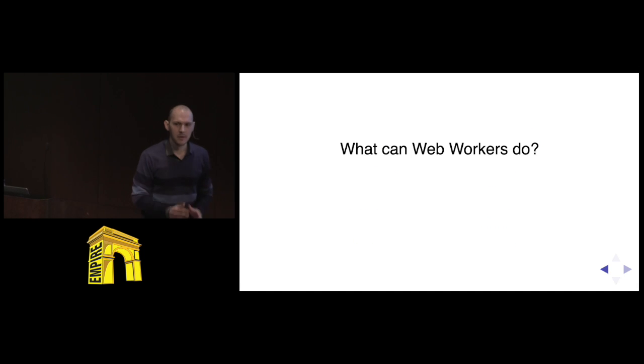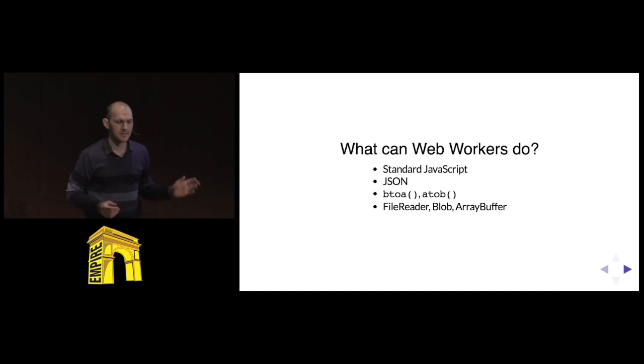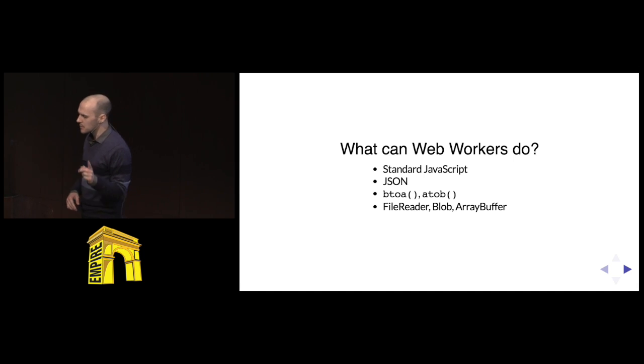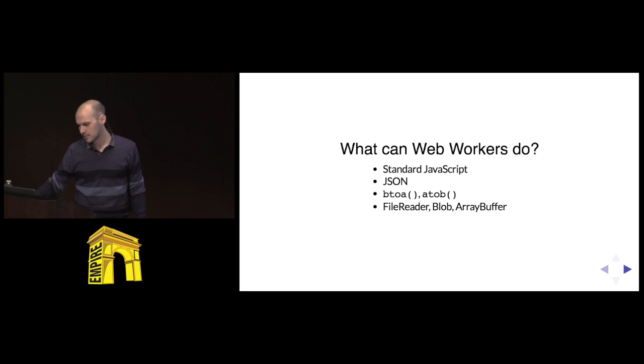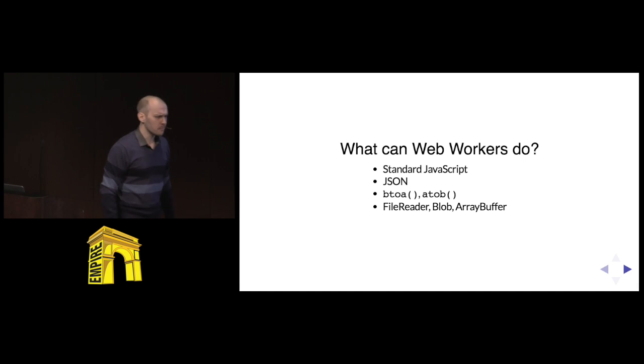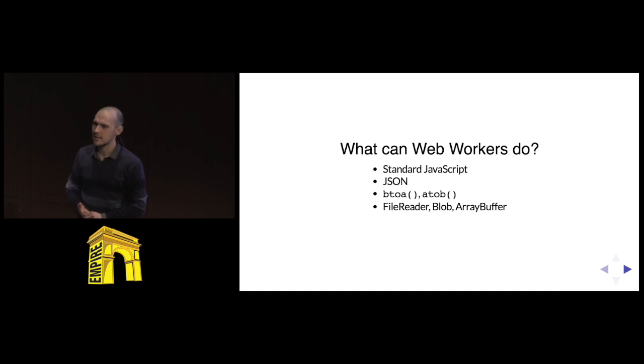Now, it's important to talk about what exactly web workers can do, because it is true that they can do a lot of things, but there are some crucial things they cannot do. So first off, what they can do: any standard JavaScript, anything you're used to doing in regular synchronous JavaScript code, they can do. They can also do JSON parsing, stringifying, base64 stuff, btoa and atob. They can do FileReader, Blob, ArrayBuffer, all the kind of stuff for working with binary data. So if you want to do heavy computational jobs, this is perfect for web workers.